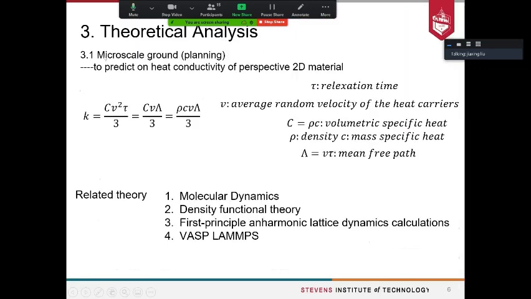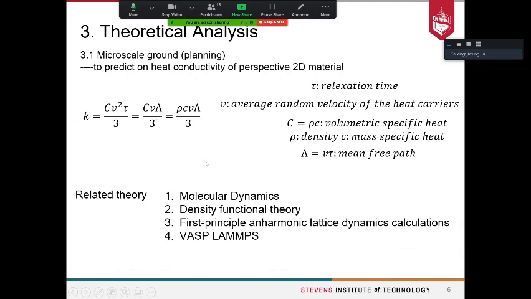The first thing is the macro scale: how to get the heat conductivity from the perspective of the materials. As in this equation, you can see that the different variables in the equation are labeled here. With these variables, you can get the conductivity of 2D materials, but you should keep in mind that this is a macro scale heat conductivity, but it is not in the bulk. So the related theory here will include these four areas.